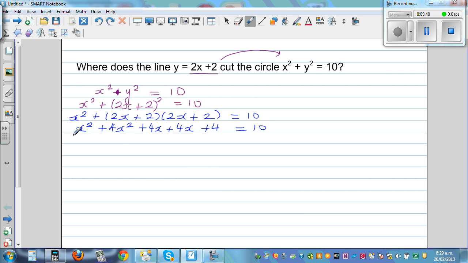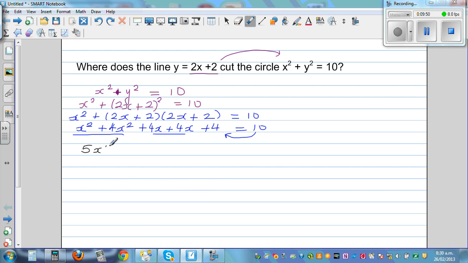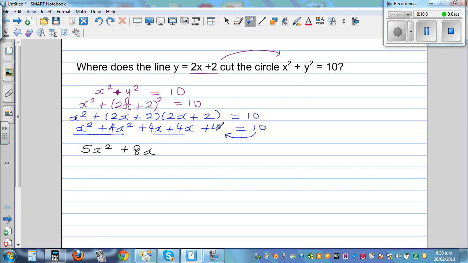So let's simplify this and this and move this to this side. Three things we are going to do together. So this is 5x squared plus 8x, since 4x plus 4x is 8x, and this is 4 plus... I'm going to take away 10 from both sides. So this is minus 6 is equal to 0. 5x squared plus 8x minus 6 is equal to 0.